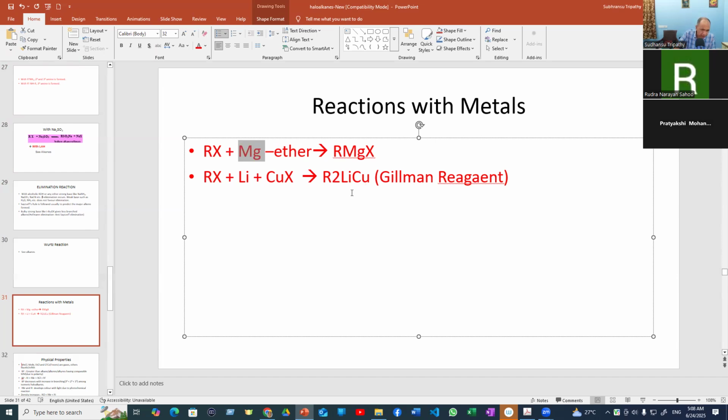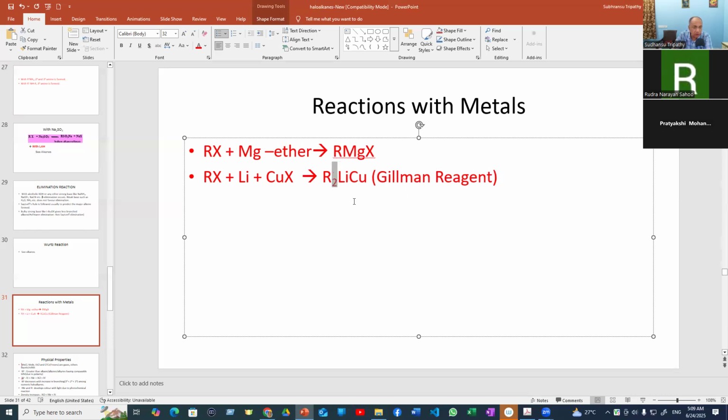So the use of Gilman reagent, anybody who can remind me where we have done the use of Gilman reagent in the second step? Rudrani? Yes. In which reaction we have used the Gilman reagent? Sir, Corey House. Precisely, Corey-House synthesis.